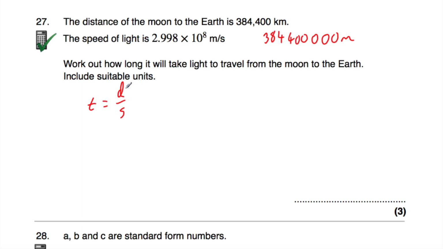So if, for instance, I was driving 60 miles at a speed of 30 miles per hour, I would do 60 divided by 30, which is equal to 2, so it would take 2 hours. So in this question, we're going to divide the distance by the speed. So we're going to take our 384,400,000, that's the meters, and divide that by 2.998 times 10 to the power of 8. So let's do that. I'm going to get my calculator, press the fraction button, type in the numerator 384,400,000, and on the denominator type in 2.998 and then the standard form button to the power of 8, and then press equals.